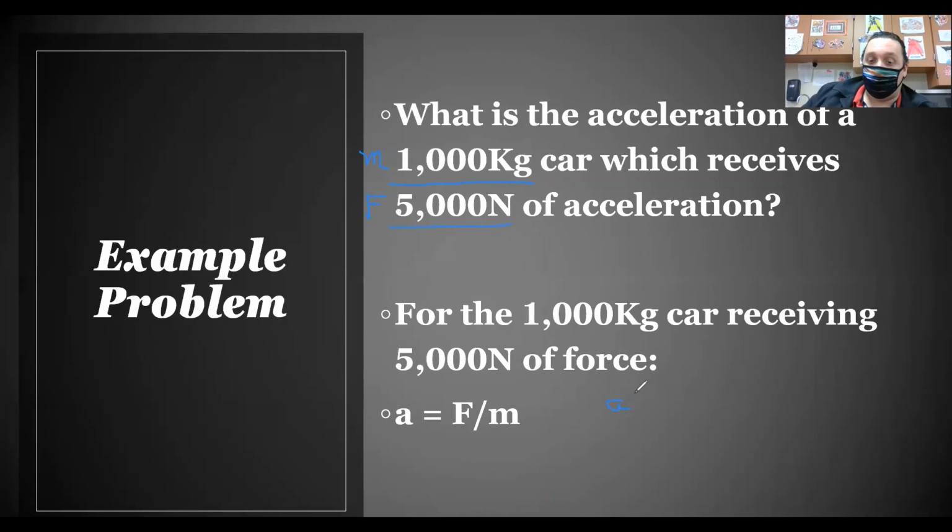So it's going to be acceleration is equal to 5,000 newtons divided by 1,000 kilograms. 5,000 divided by 1,000 is 5 meters per second squared.